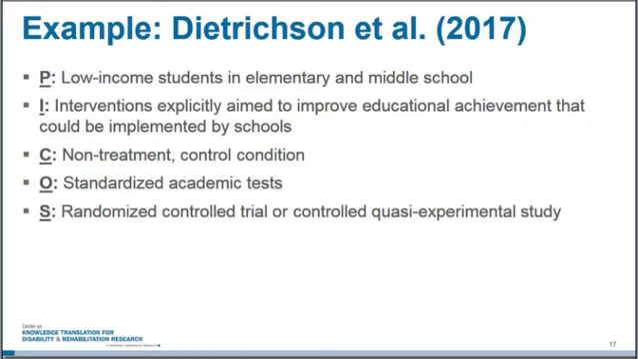Okay. So again, our first example, the Dietrichson example, the PICOS for that systematic review. The P is low-income students in elementary and middle school. The I are interventions explicitly aimed to improve educational achievement that could be implemented by schools. The C was a typical non-treatment control condition. The O were standardized achievement or academic tests, and the S were randomized controlled trials or controlled quasi-experimental studies. So this PICOS comes directly from the research question in that systematic review.